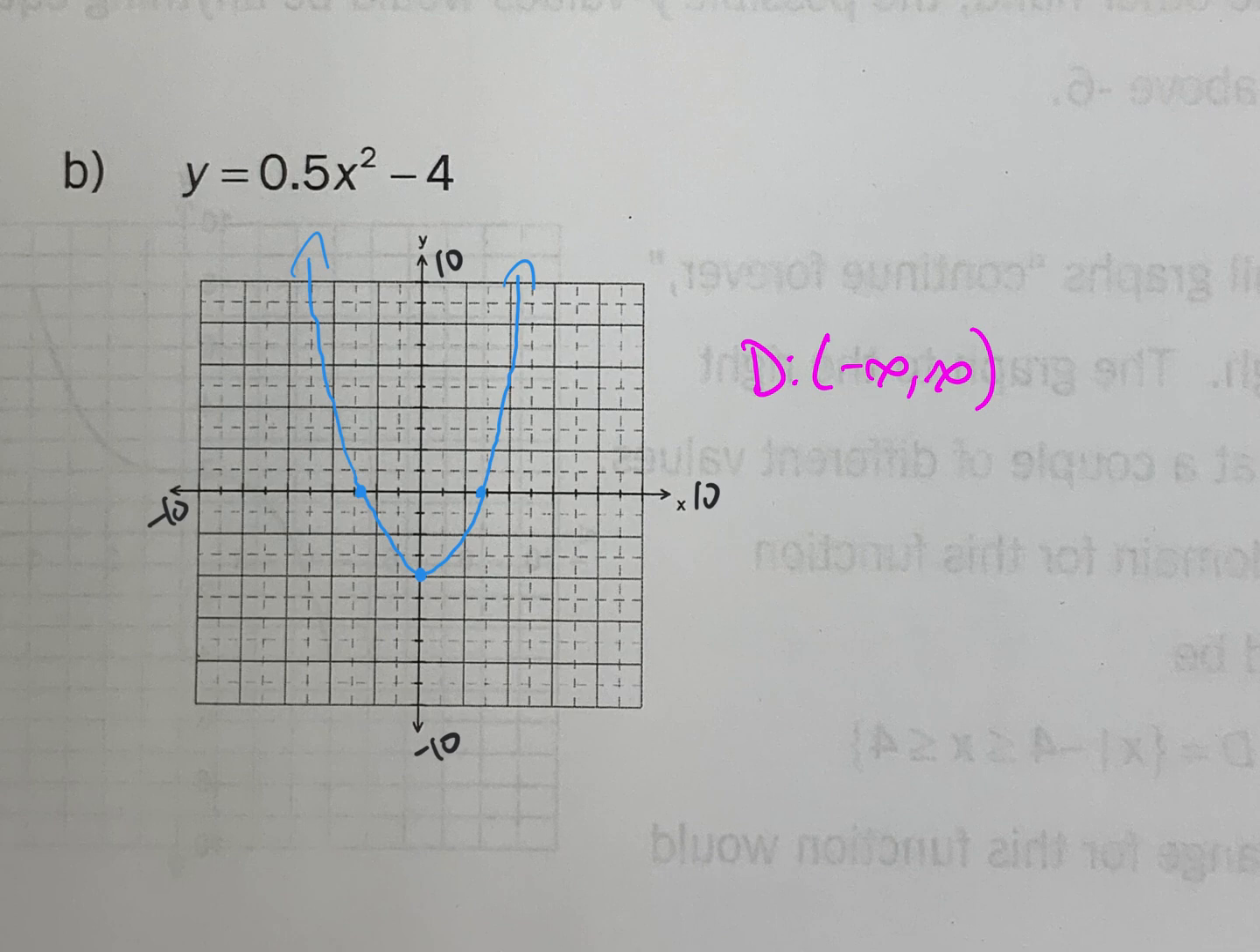There is a stopping point going up and down. So when we write the range, what's the range? What's the lowest the graph goes? Negative 4, right? So we're going from negative 4, square brackets, because it can be negative 4, all the way to positive infinity, because it goes up and up forever and ever. So that's the range, negative 4 to infinity.